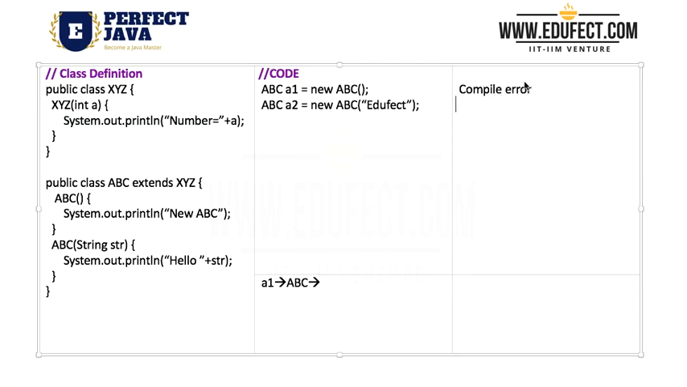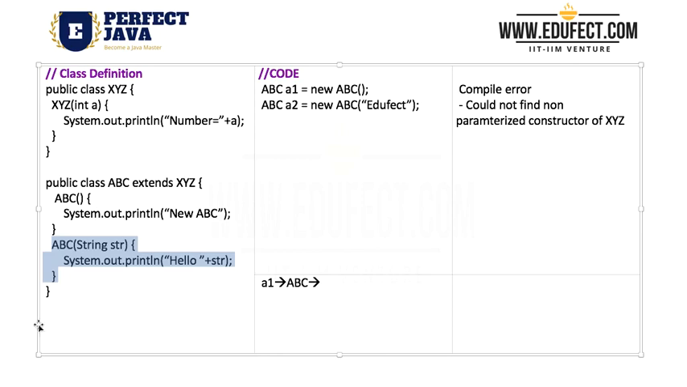And what will be the compile error? The compile error would be could not find non-parameterized constructor of XYZ. And where will this error happen? This error is not in class XYZ. This error is happening here when we are trying to construct an object of ABC. And this error will again happen here when we are trying to construct an object of ABC with one parameter. Because in both the cases, it will expect a non-parameterized constructor.